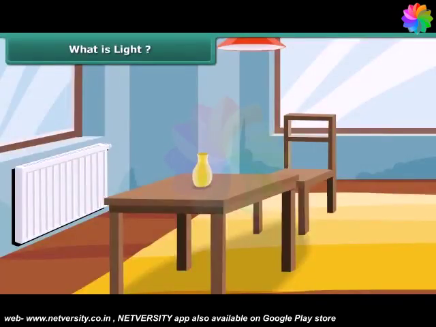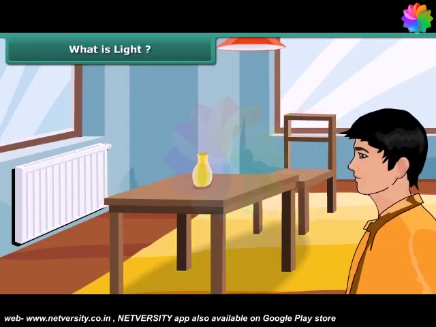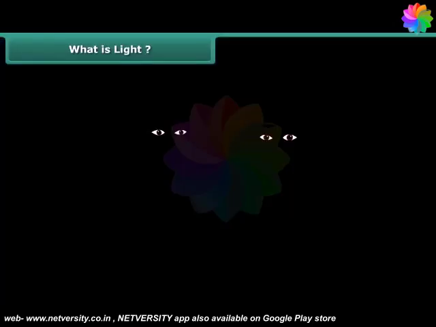You look at different things. In this room, you can see the chair, table, and the beautiful vase on the table. Things are visible to us only when the light from the object enters our eyes. This occurs in two ways. Either the object itself emits light or it reflects the light falling on it from another light source. Hence, in complete darkness, due to the absence of light, we cannot see anything.